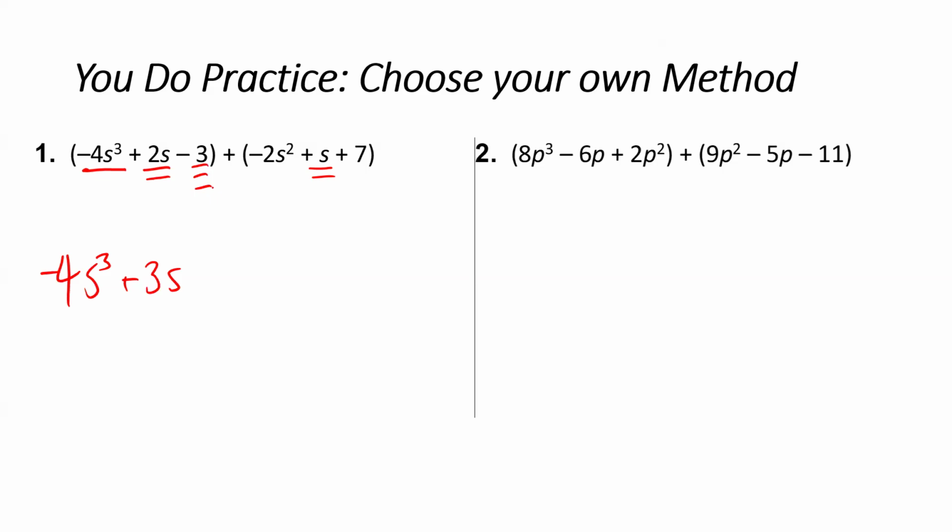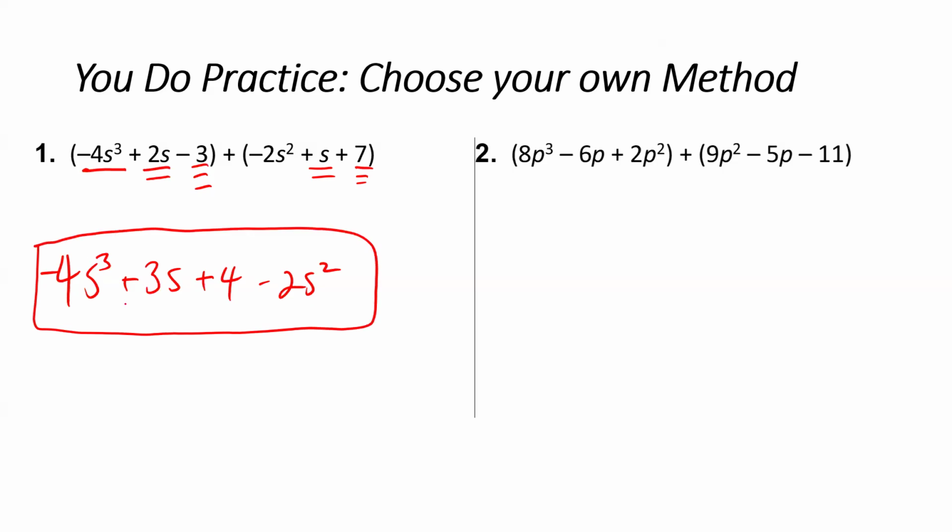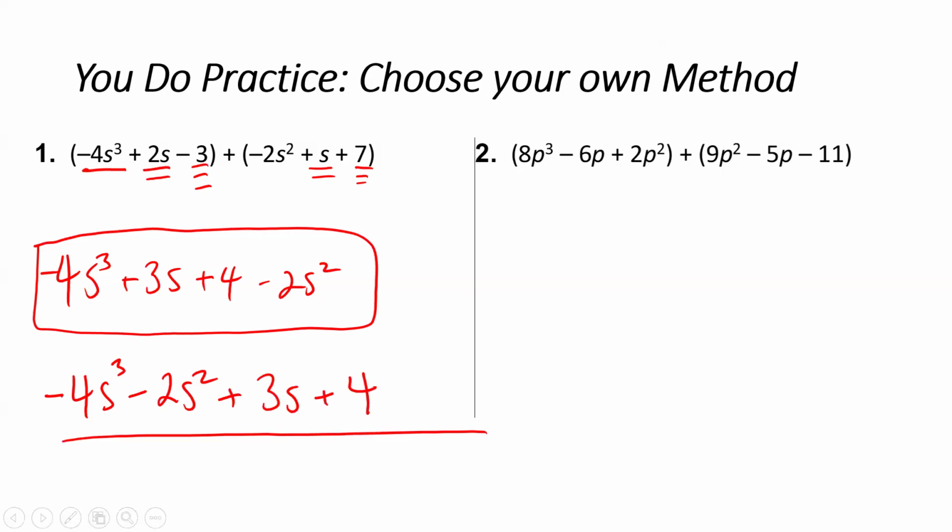Is there anyone that goes with negative 3? Yes, it is going to be 7. So negative 3 and positive 7 make 4. And then this one has nobody. Usually you put it in order. So the best answer would be negative 4s to the third minus 2s squared plus 3s plus 4. Because you put it in order of the power.